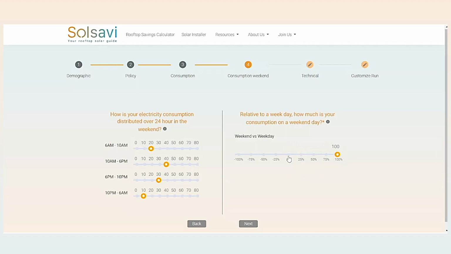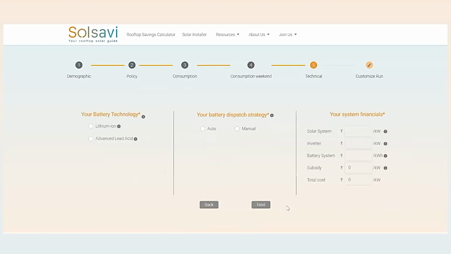But if you think your weekend consumption is lower than your weekday, then you can select a reduction of 25%, reduction of 75% or 100% in this case. Here we take the percentage that it is less, 25% less as compared to weekday. So I select minus 25% and click next to proceed further.